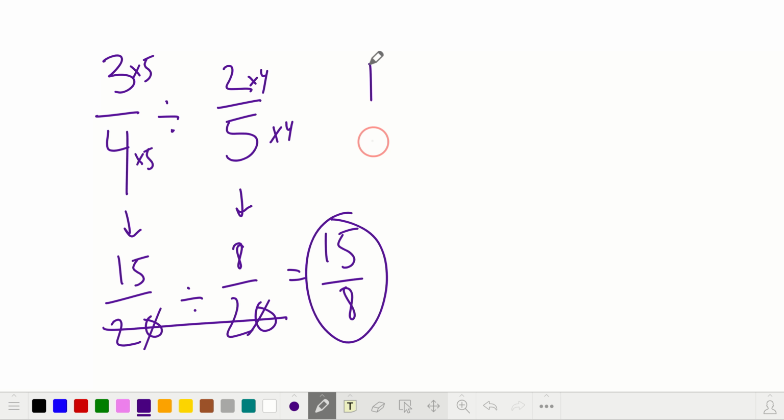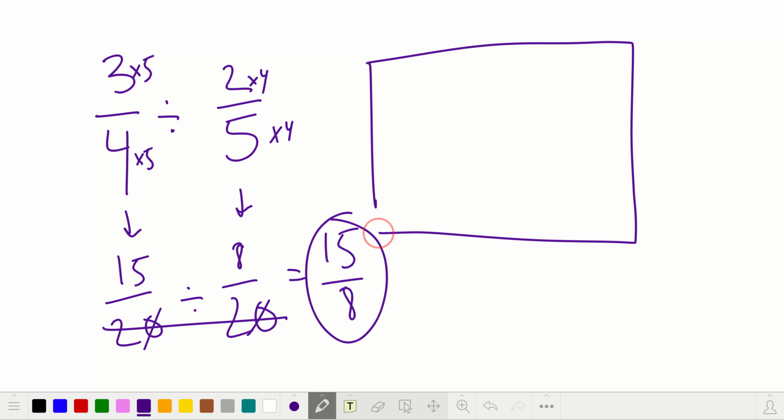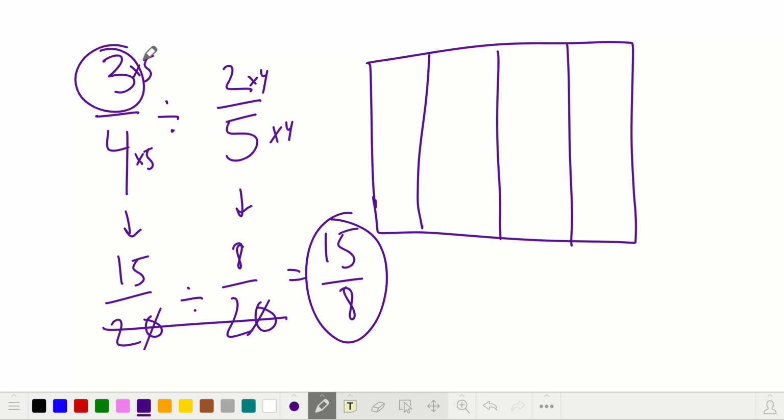Now for the area model, we're going to start the same way as before. You're going to draw a rectangle, and we're going to model 3/4. So I'm going to draw 3 lines, 1, 2, and 3. And I'm going to shade in 3 out of 4. So 1, 2, and 3.